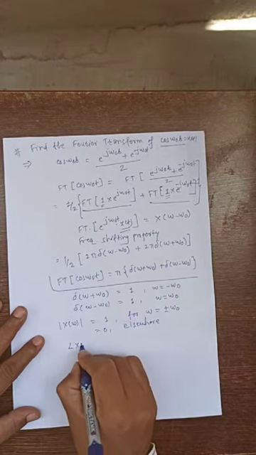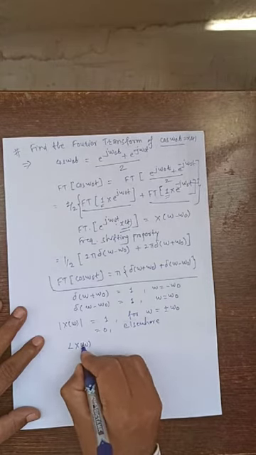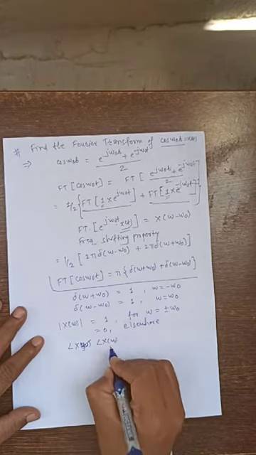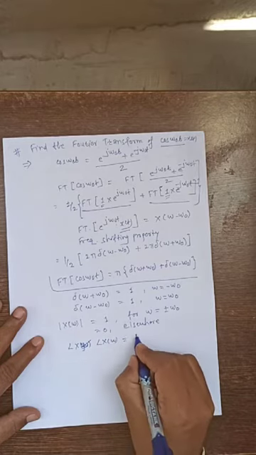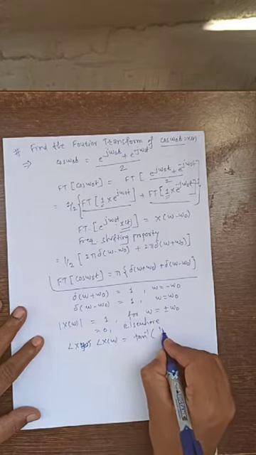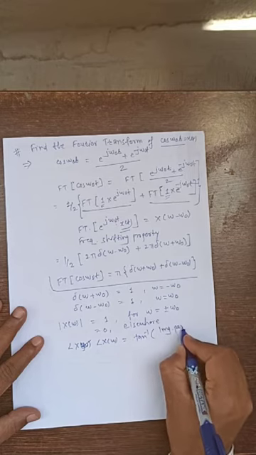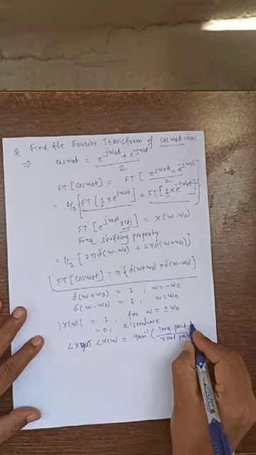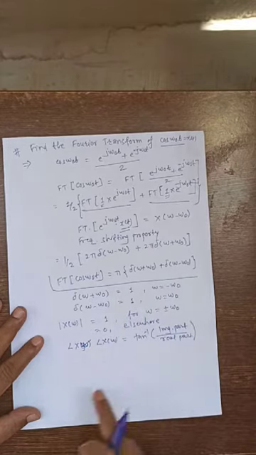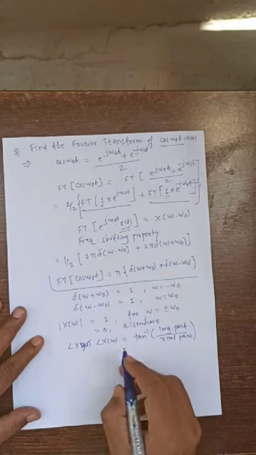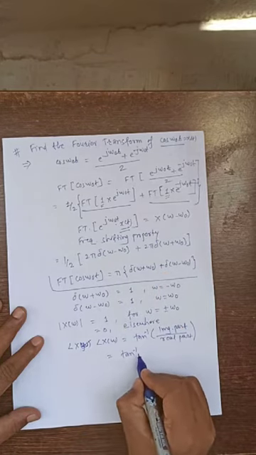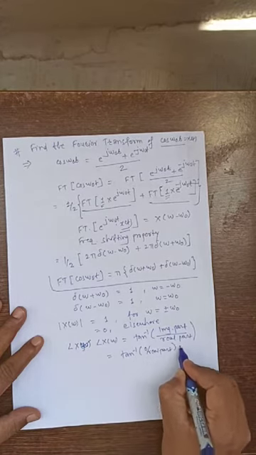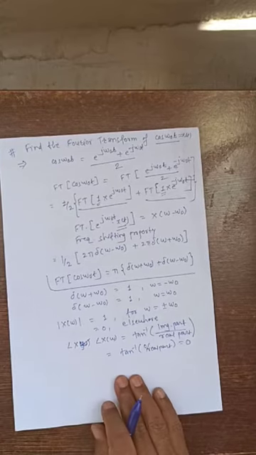Now the angle of X of omega, or X of j omega, you can say. So the angle of X of omega is equal to tan inverse of imaginary part divided by real part. Okay, the imaginary part is equal to 0, no j term is there, so tan inverse of 0 by the real part is equal to 0. So the angle is equal to 0.